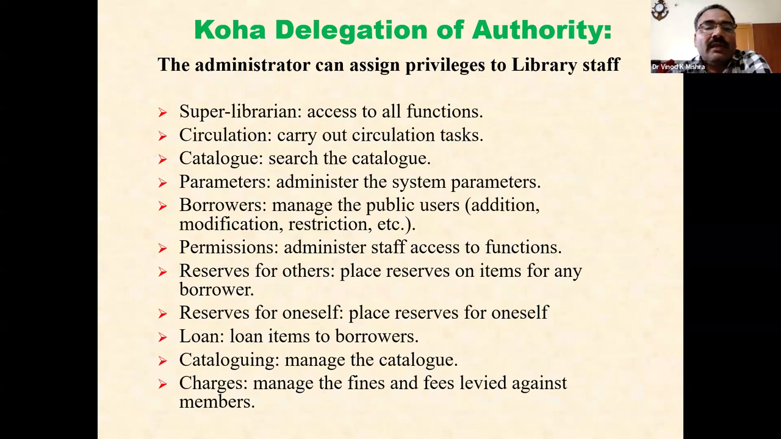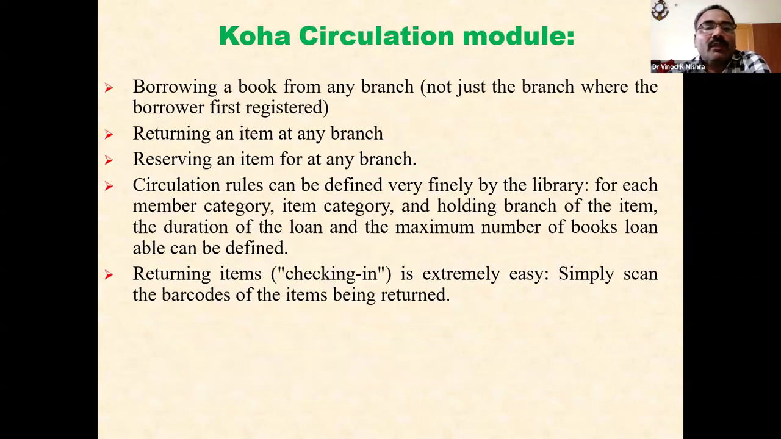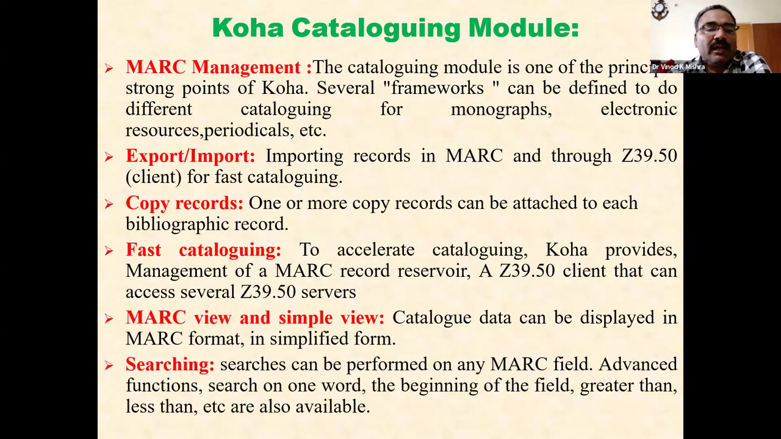Then administration, like you might have seen, delegation of authority. A librarian can distribute the authority among the library staff: who will circulate the books, who will perform acquisition tasks, who will perform data entry tasks, then periodical tasks. And then in circulation there are borrowing a book, reservation, return of the book, fine management, all those things. Then in cataloging, import, export, and the basic things are there.